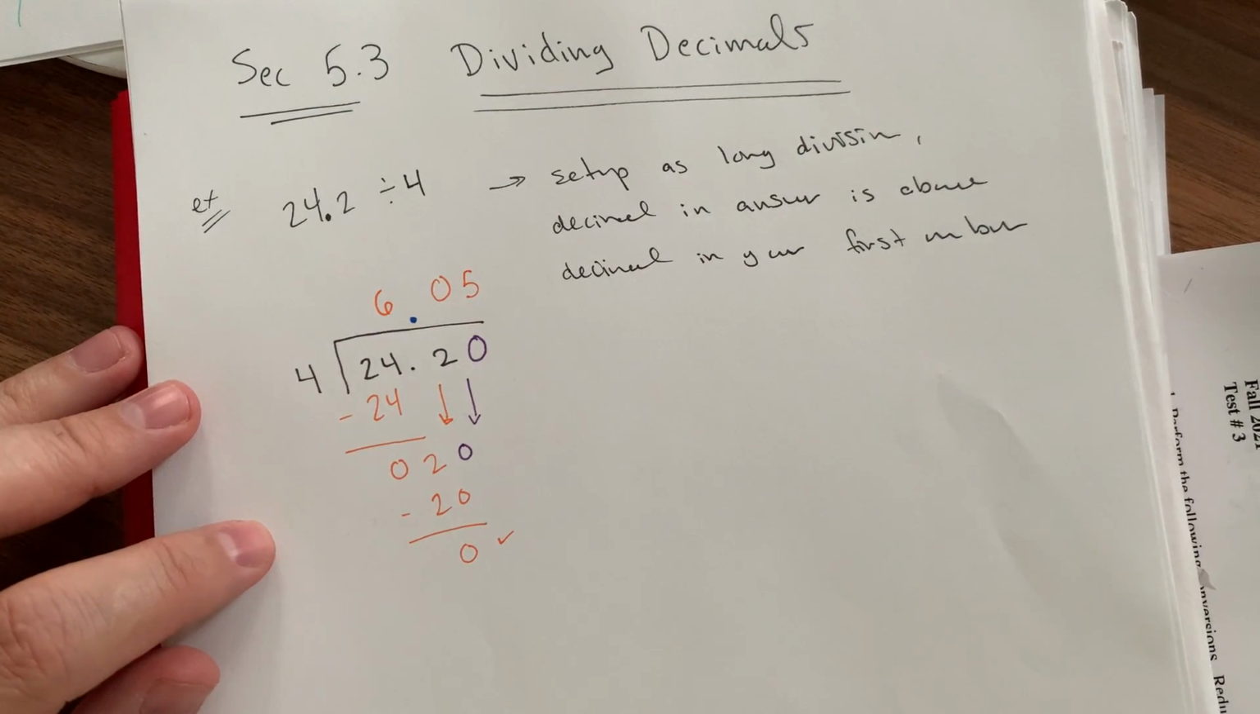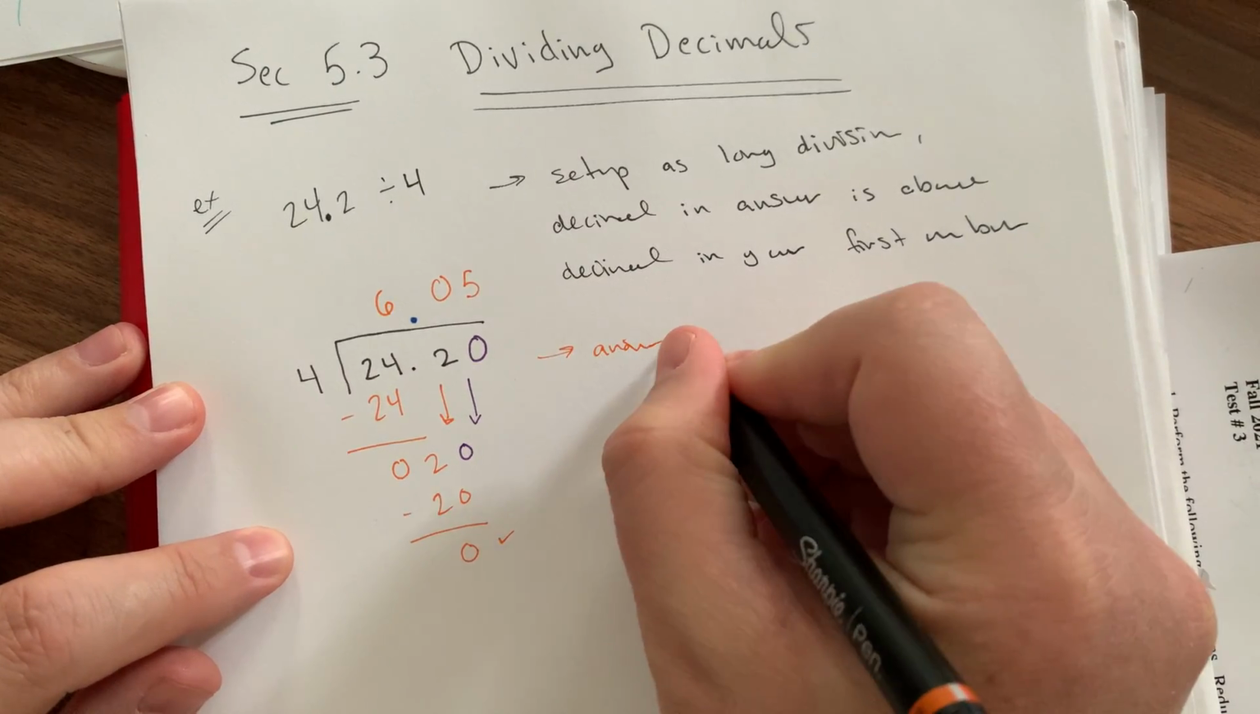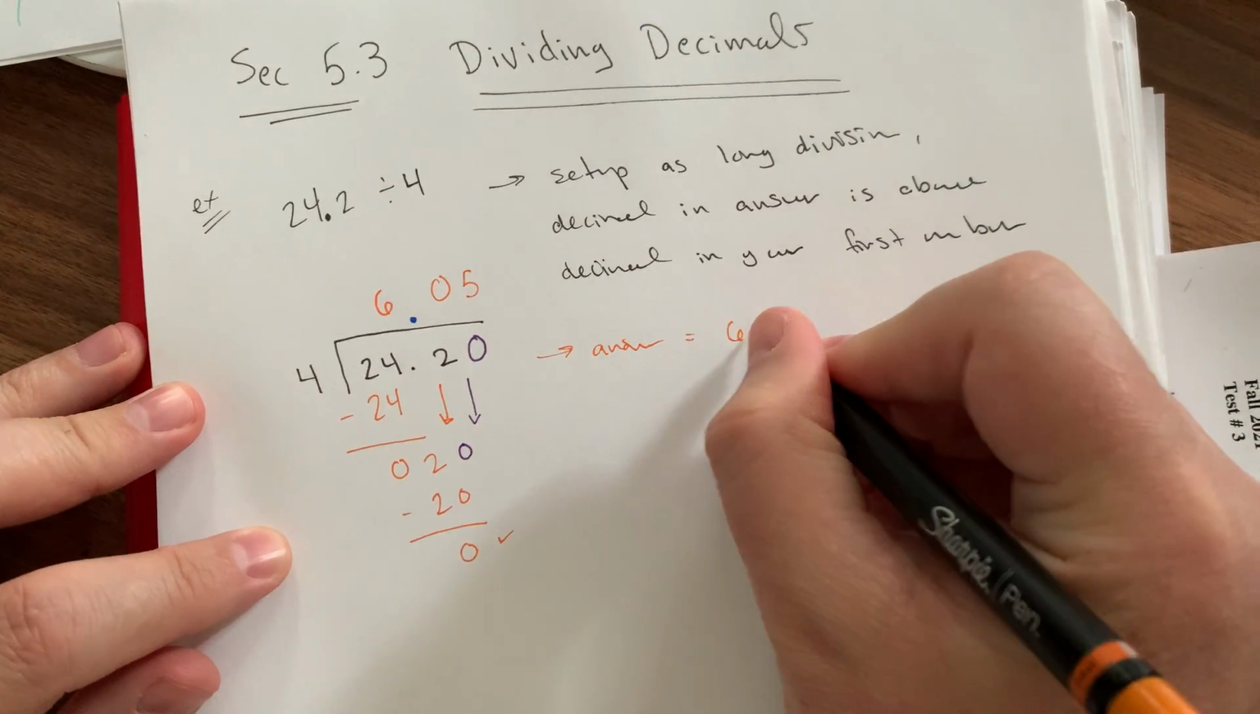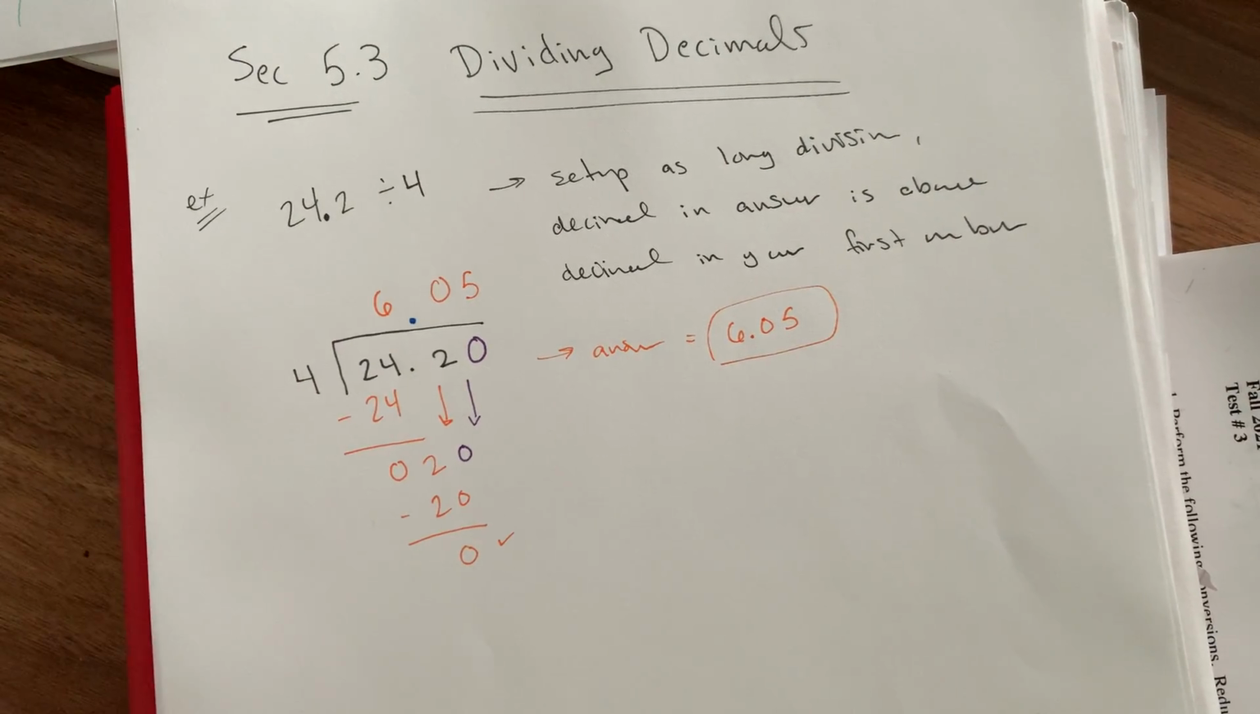And so everything gets cleared out. So the answer here, right? So our solution is 6.05. So what we did is we just set up a long division.